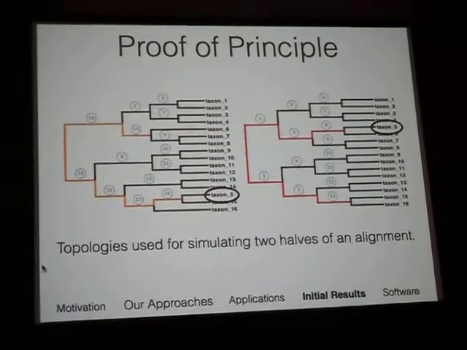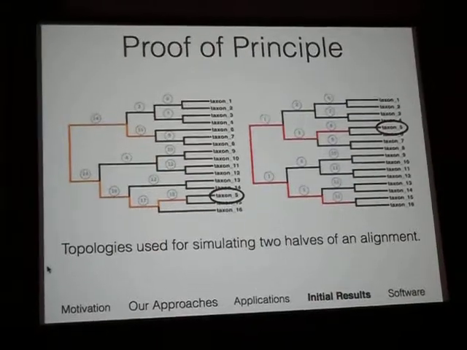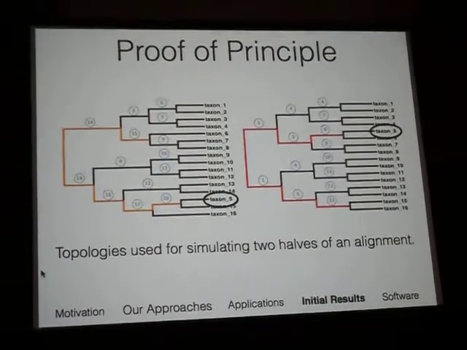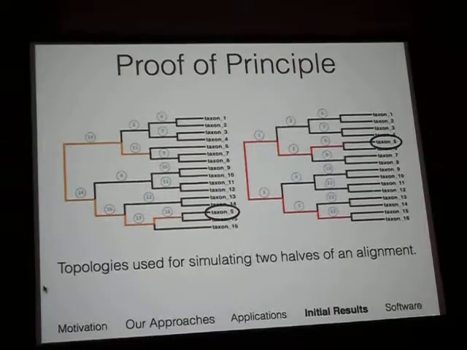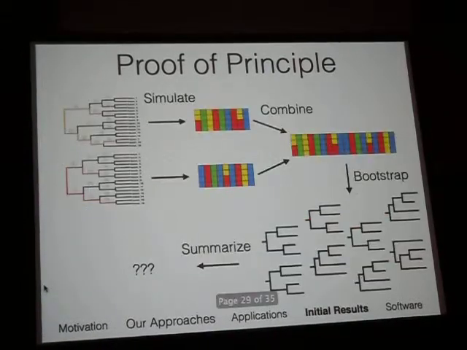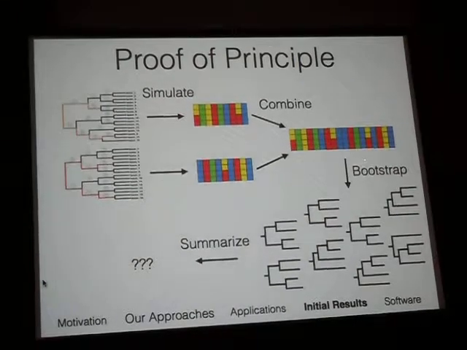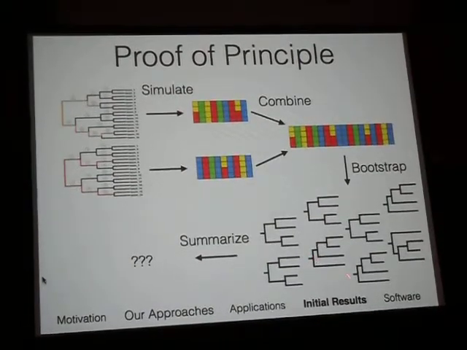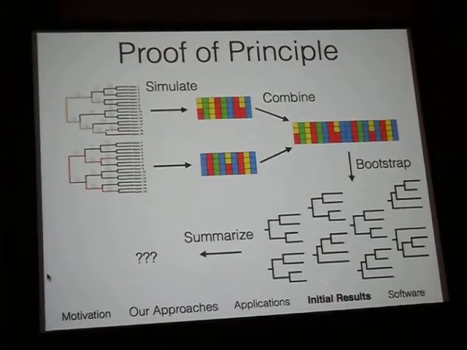In particular, they differ just in the placement of one taxon, taxon 5. This is a rogue taxon-like problem. The colored branches in these two topologies show the bipartitions that conflict across these two input trees. So we simulated separate data sets based on these two input trees. We combined them, did a bootstrapping analysis, and then we're exploring these network methods for summarizing this bootstrap set.